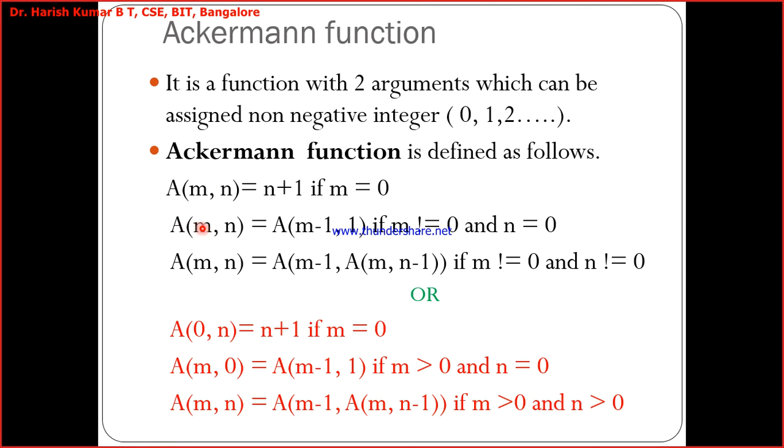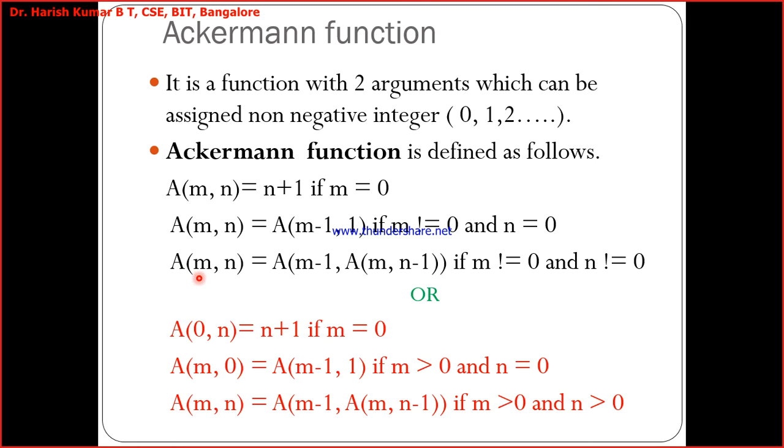So if A of m comma n, where m is greater than 0, or m not equal to 0, and the second argument is equal to 0, the Ackermann function is defined like this: you subtract 1 from the first argument, and the second argument becomes 1.